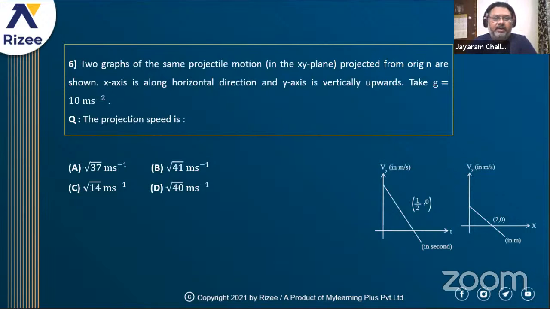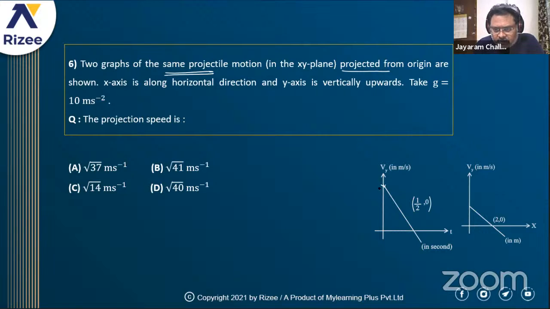Two graphs are there, of the same projectile motion projected from the origin, as shown. Along the x-axis is the horizontal direction and y is the vertically upward direction. Acceleration due to gravity he has also provided. These two graphs are for the same projectile motion projected from the origin. The x-axis is the horizontal direction and the y-axis is vertical. So he's asking for the speed.